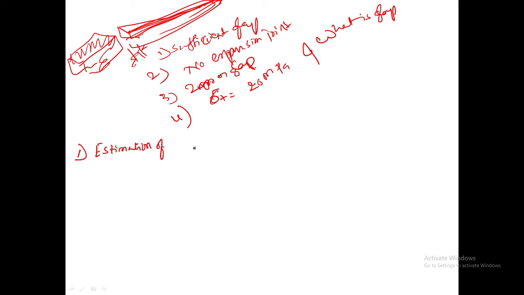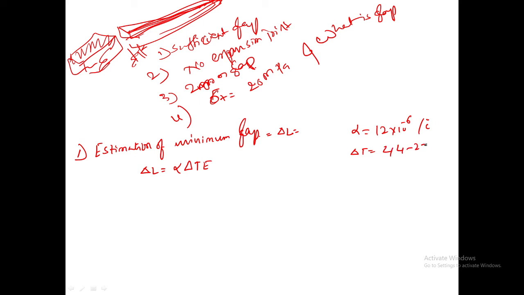estimation of minimum gap. Okay, this is equal to delta L. So now delta L equal to what? Alpha delta T L. Okay. So alpha is how much? 12 into 10 to the power of -6 per degree centigrade. Okay, so delta T you find out: 44 minus 22 equals 22. So it has a rise of 20 degrees Celsius.